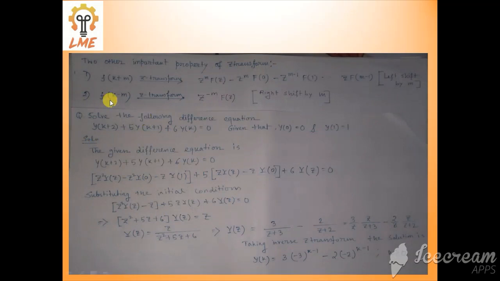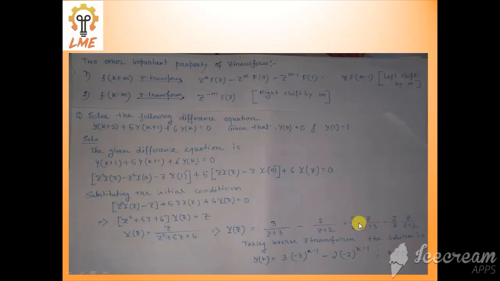Similarly here, if f(k) has the Z transform F(z), then f(k minus m) has the Z transform z to the power minus m F(z), that I have also discussed. Likewise, the Z transform of f(k minus 1) is z to the power minus 1 F(z). See here, it is actually z to the power minus 1 into z by z plus 3.